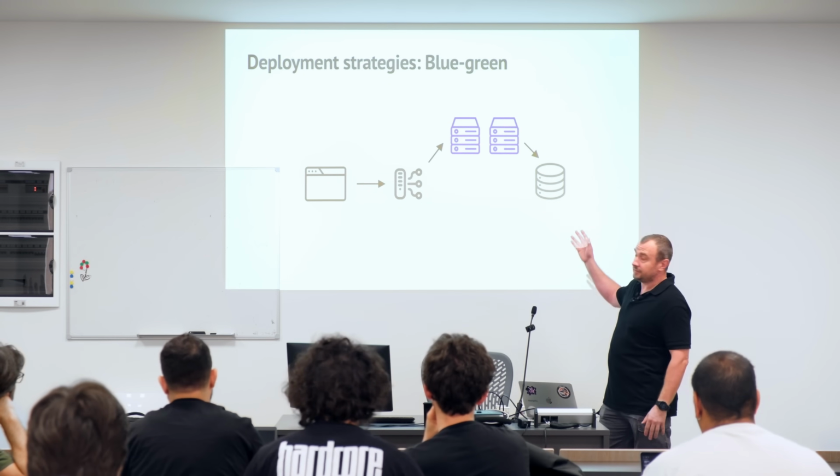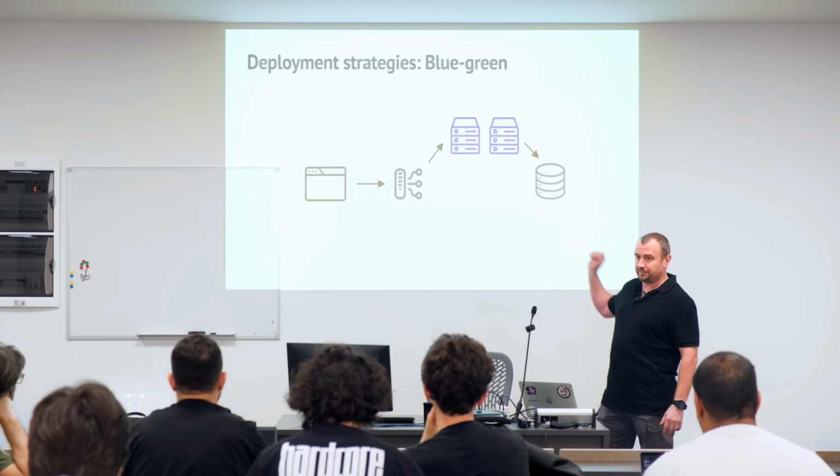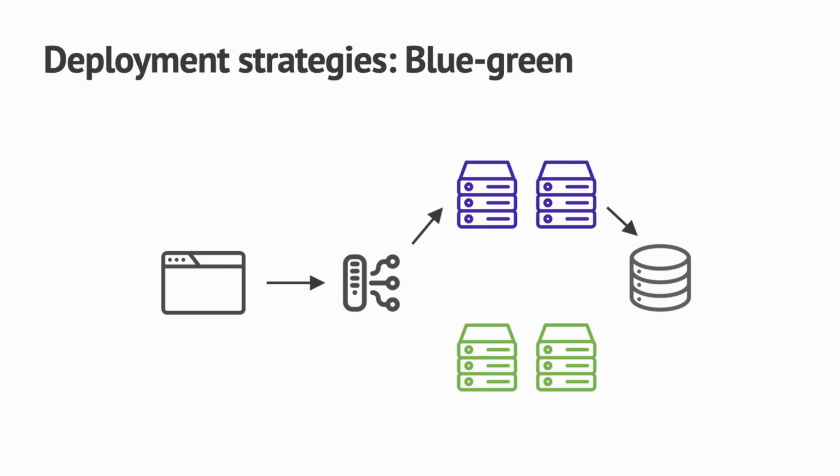Let's say we have a current application version that is running in production. Let's call it blue. And we have a new version that we would like to deploy. Let's call it green. So what it does, it prepares this new version on separate server instances, checks that it's ready, that it's up. And once it's ready, it just switches traffic on the load balancer, and almost instantly, the new version is up and running without any downtime.